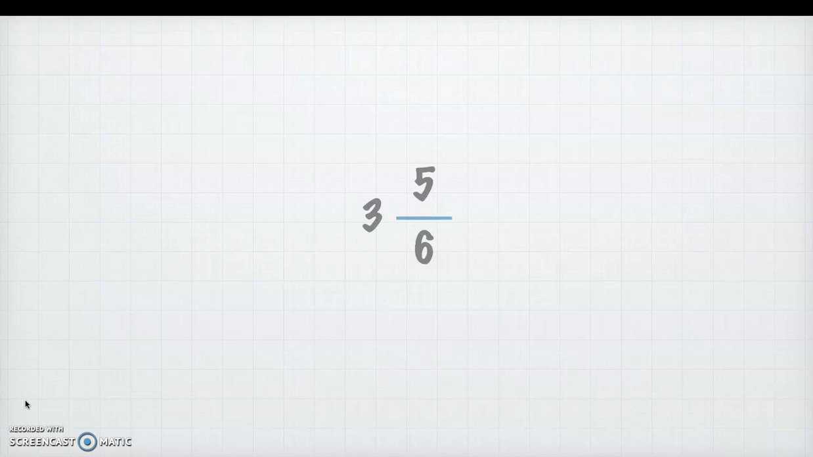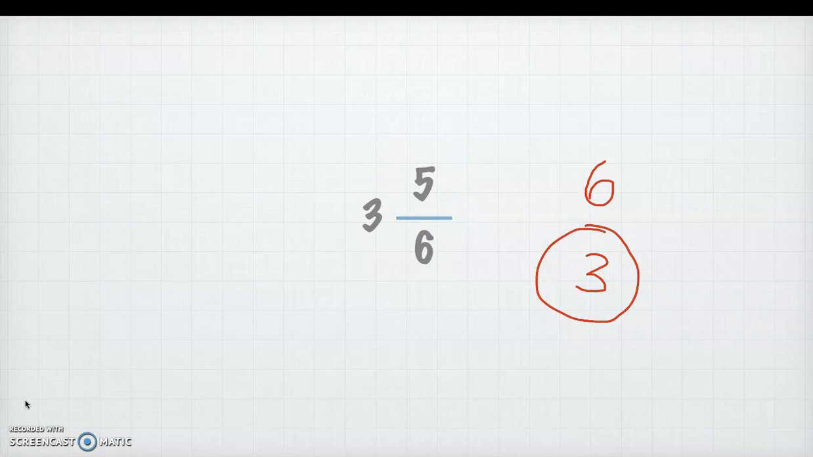So I have a mixed number, 3 and 5/6. My first step is looking at my denominator. What is my denominator? My denominator is 6. What is half of 6? Half of 6 is 3. So we're comparing our 3 to our numerator. If our numerator is greater than 3, that means our fraction is greater than 1/2. If our numerator is less than 3, that means it's less than 1/2.